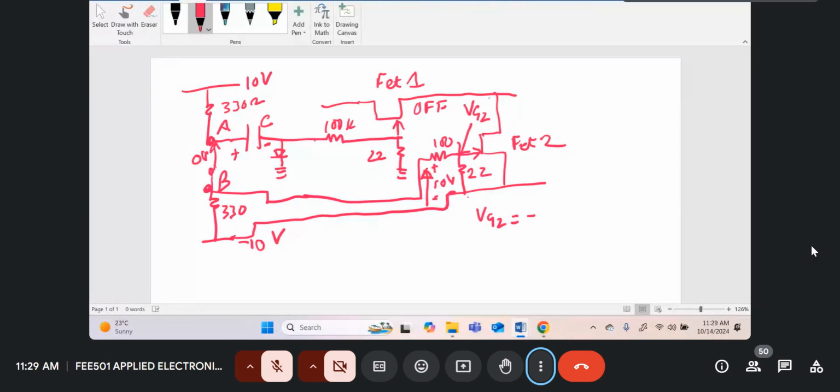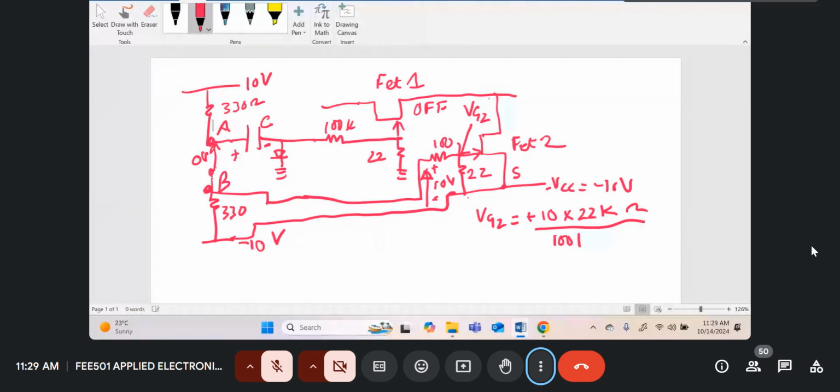So VG2 with respect to the minus VCC, if you consider this is minus VCC, which is minus 10 volts, the potential between the source and the gate of VG2 is actually a positive potential. So it will be 10 times 22K all divided by 100 plus 22K, which is positive 1.8 volts. So it means this FET will be on. Now the process will repeat.